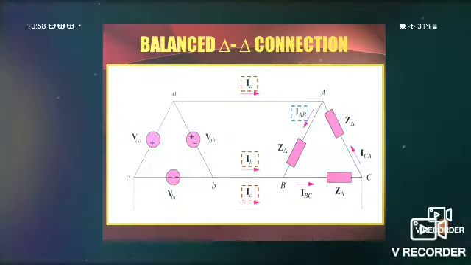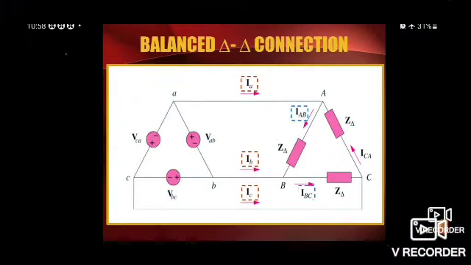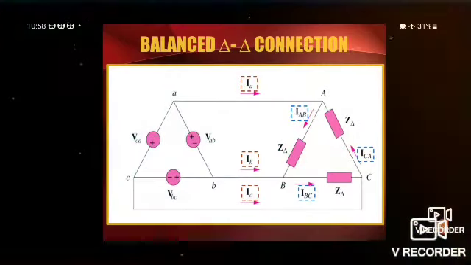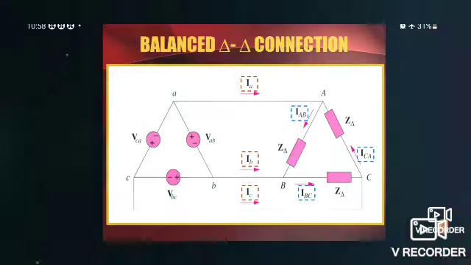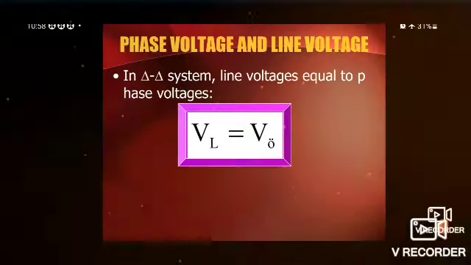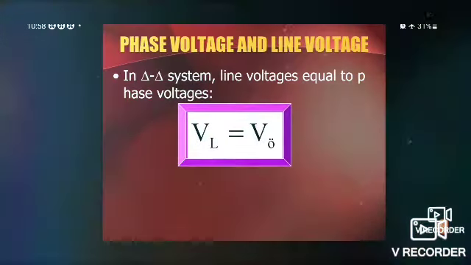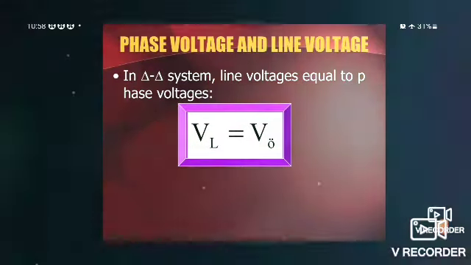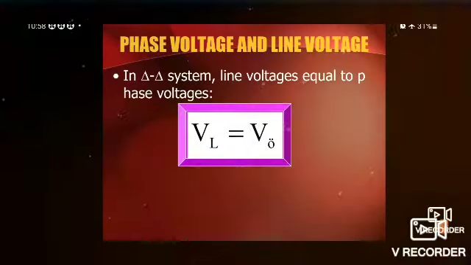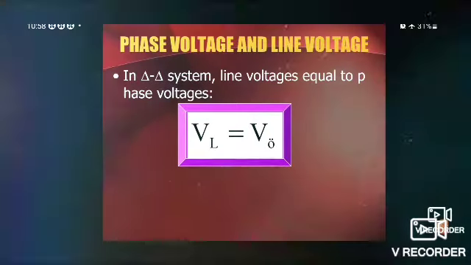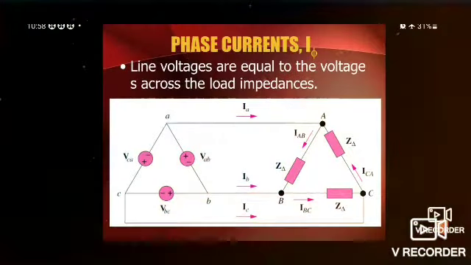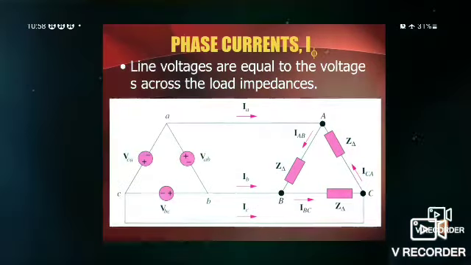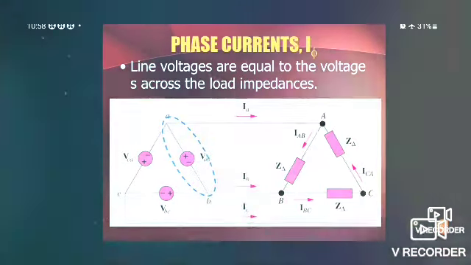IA, IB, IC are the line currents. IAB, IBC, ICA are the phase currents. In a delta system, VL equals V phase. In a star system, IL equals I phase. So line voltages are equal to the voltage source across the load impedance.